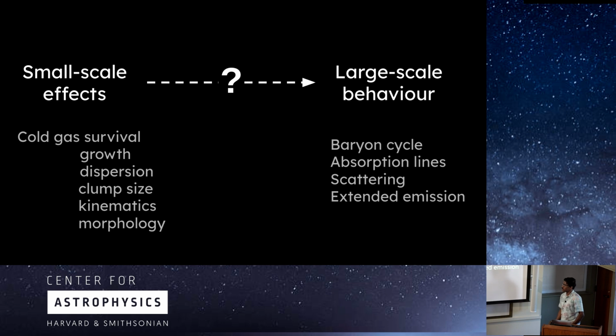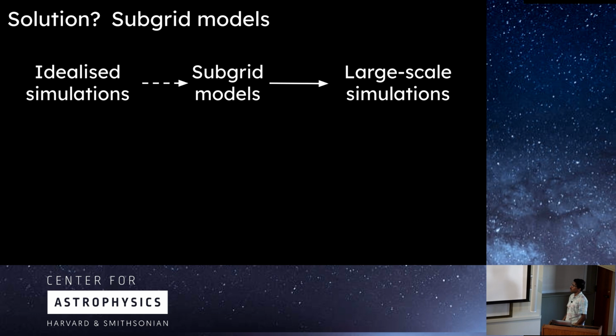But we know that these small scale effects can be quite important, not just in a smaller scale sense. They can be important at larger scales because they're an integral part of how the baryon cycle works, and there are many observational signatures which depend on the smaller scale structures. So one solution to that is to have subgrid models which take care of these things happening at scales smaller than what you're resolving.